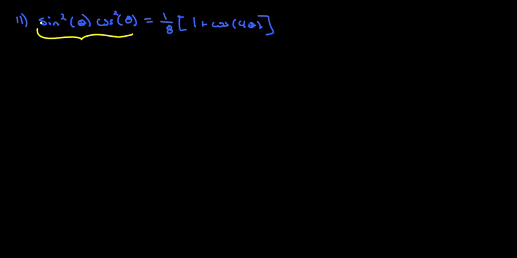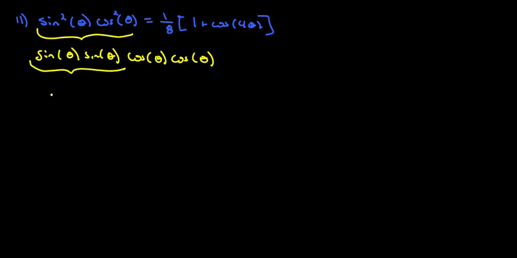Yeah, let's try it. Okay, so let's just break this down into sine theta times sine theta, cosine theta times cosine theta. And now sine theta times sine theta is the following. This guy right here is 1/2 the cosine of the first minus the second, minus the cosine of the first plus the second. So that's the first guy.